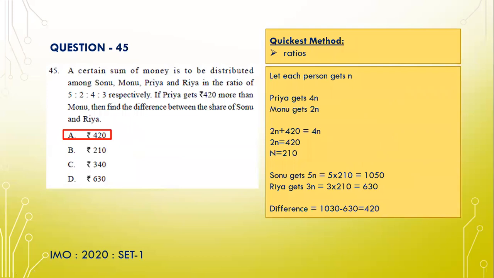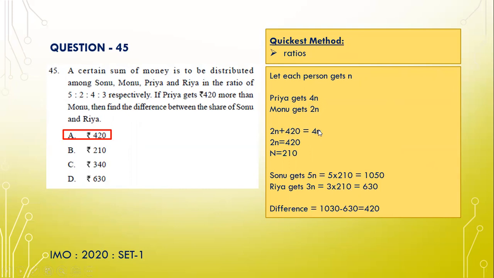A certain sum of money is to be distributed among Sonu, Monu, Priya and Riya in the ratio of 5:2:4:3 respectively. If Priya gets 420 more than Monu, then find the difference between the shares of Sonu and Riya. So let's assume each part is n. So Priya will get 4n, and Monu will get 2n, and Priya gets 420 more than Monu.